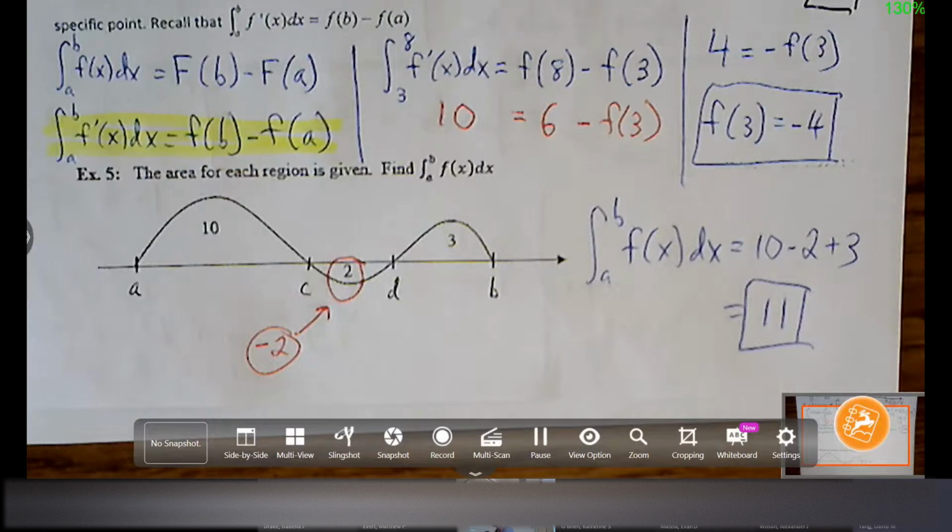Okay. Any questions here? All right, let's go to today's notes. Average value theorem.